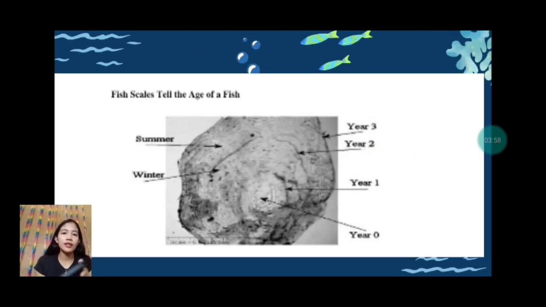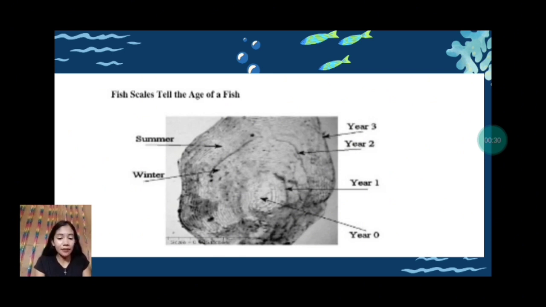So this is the scales of the fish. Fish scales tell the age of a fish. Look at the image of the fish scales. Like a tree, scales show rings that indicate periods of growth. Rings that are farther apart occur when the fish grows well and there is a lot of food in the summer season. Rings that are close together occur when the fish does not get much food and grows slowly.